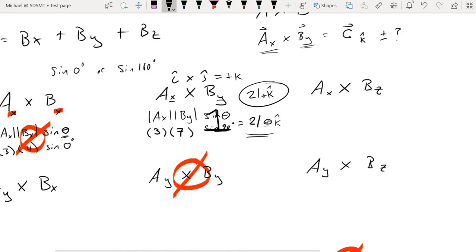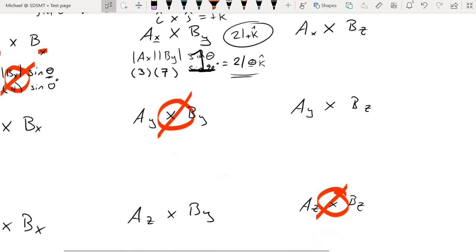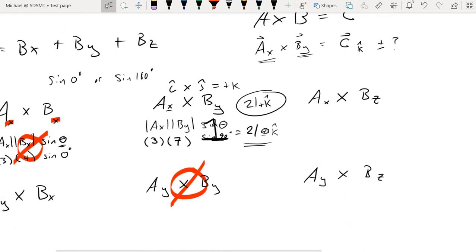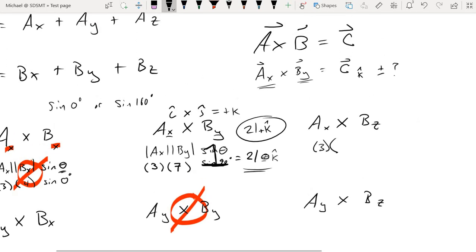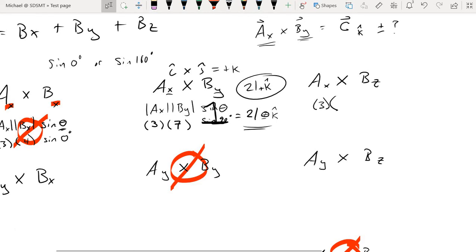And now that we can see how everything fits together, going through the other combinations should go pretty quick. AX cross BZ. So we need the magnitude of AX, which is 3. We need the magnitude of BZ. And oops, I made an error on the previous evaluation. I don't know if anybody caught that.